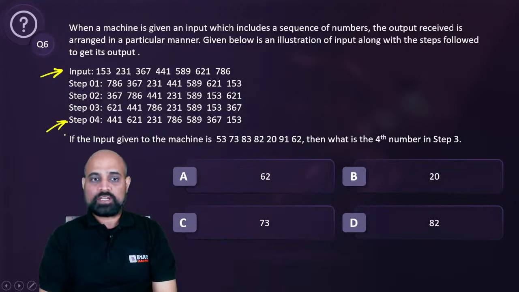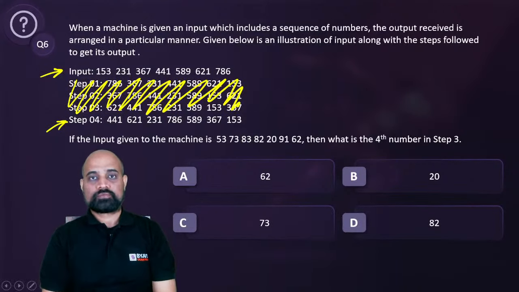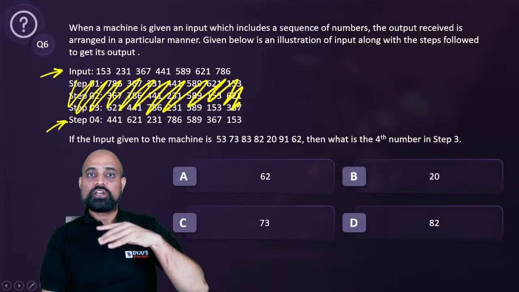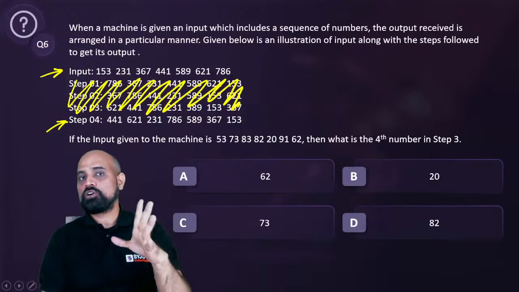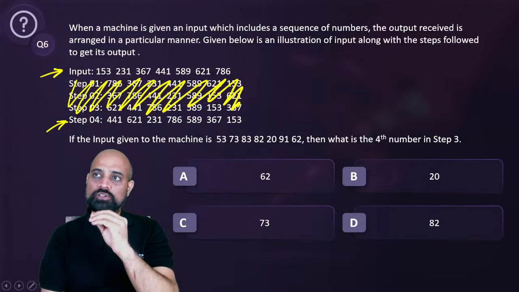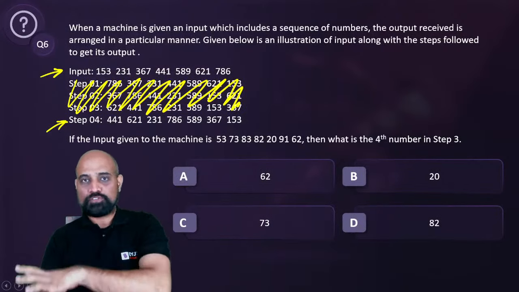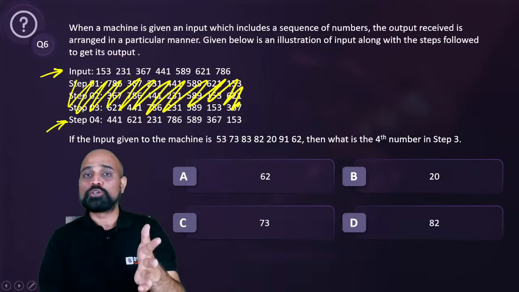ठीक है, आप बीच वाले स्टेप्स नहीं देखते हो. Initially you don't look at the steps, you only look at the input and output, as in raw material देखते हो और finished goods देखते हो, and you try to see that whatever raw material is there, do you see the same finished goods? So this is the first step you do very quickly.